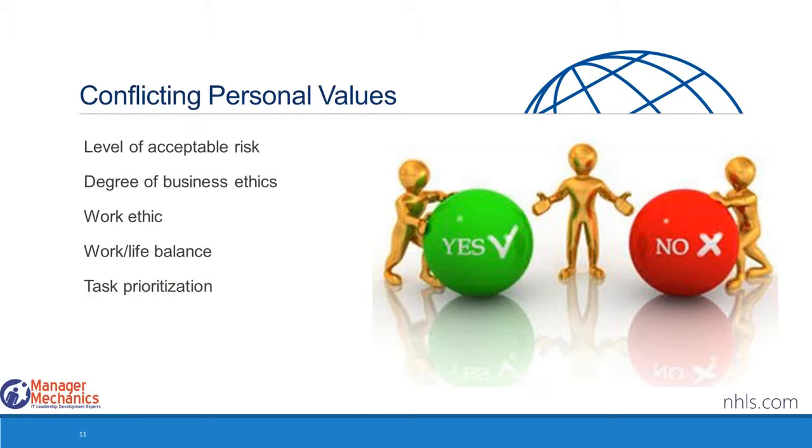Degree of business ethics. Certainly, I'm not going to dig too deeply into that one, but let me just say that some people are more unscrupulous than others, and that can definitely cause tension within the IT group. The next one is work ethic. The work ethic, and I'll tie to that, even though they're different items, is work-life balance. Work ethic is how hard people work. Work-life balance is how many hours they're actually working.